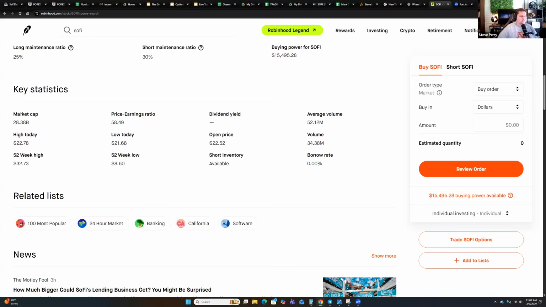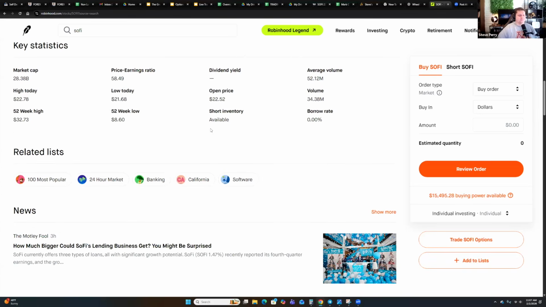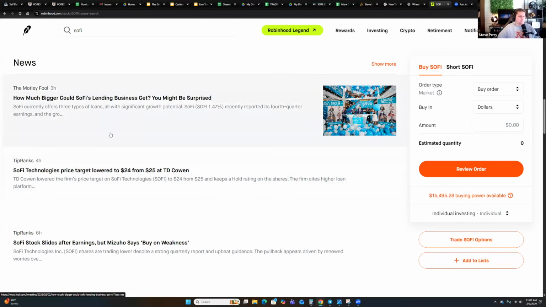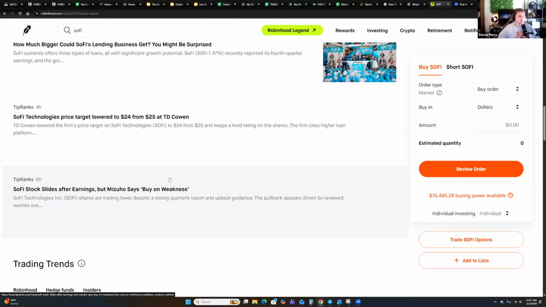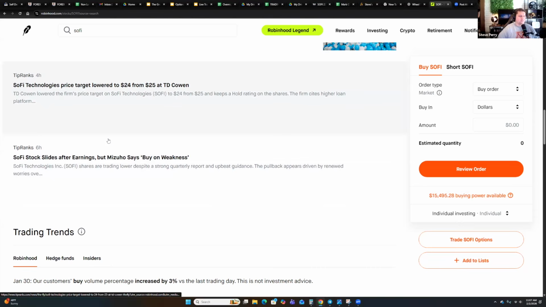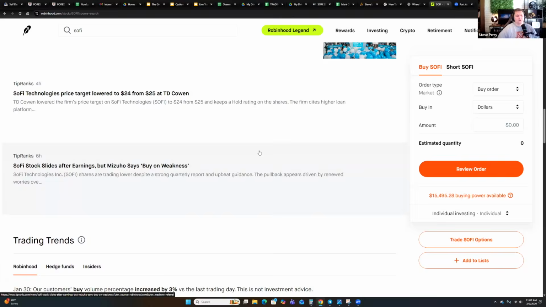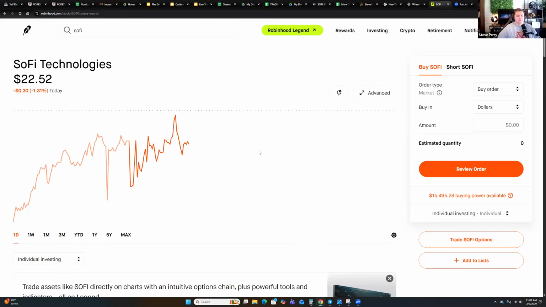Then down here are the key statistics: their market cap, their volume, their 52-week high and 52-week low. There are other important metrics to look at, like price earnings ratio, if you're an investor. Down here you've got key news, things going on with SoFi to be aware of, and their earnings. So anyway, pretty cool. So where do you trade options?